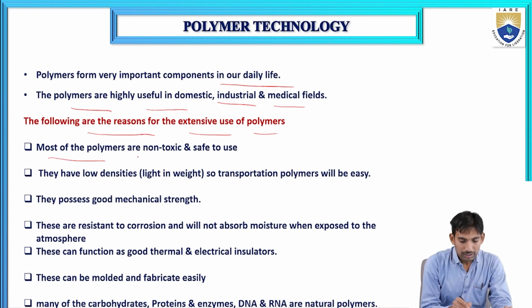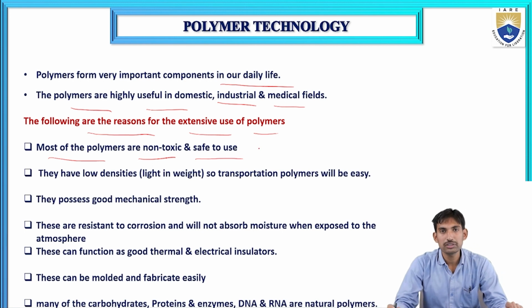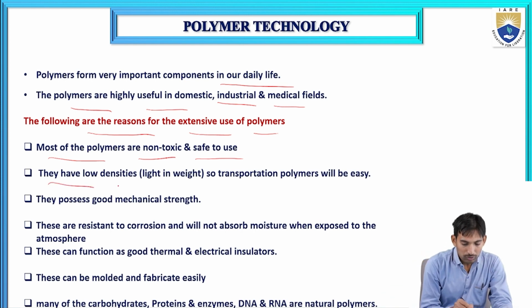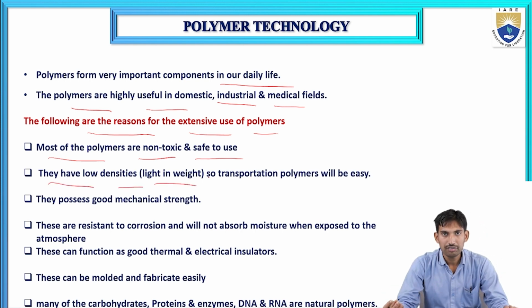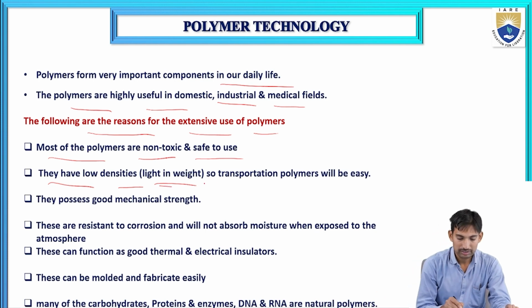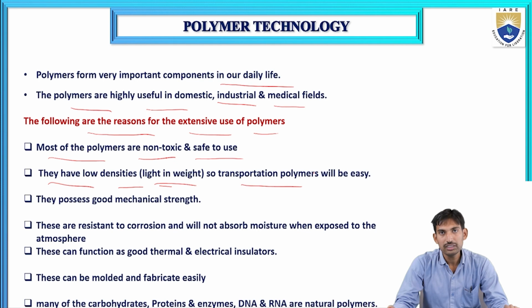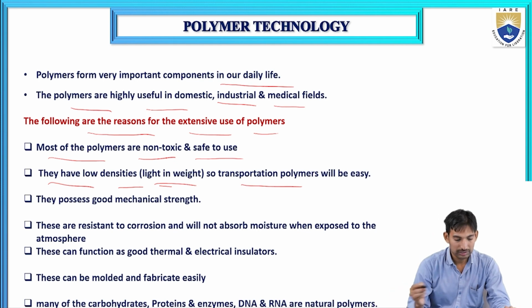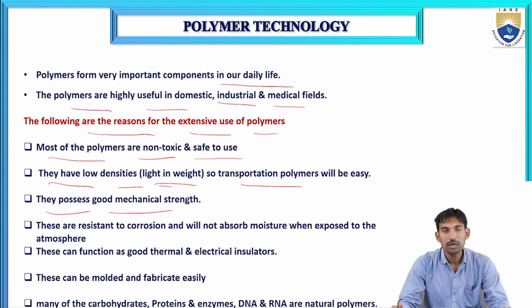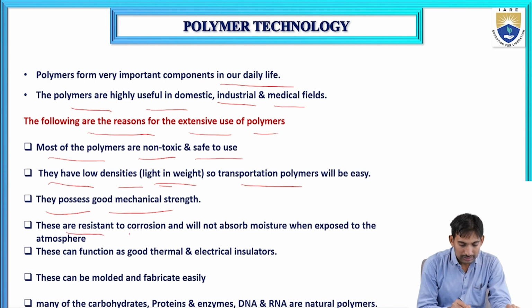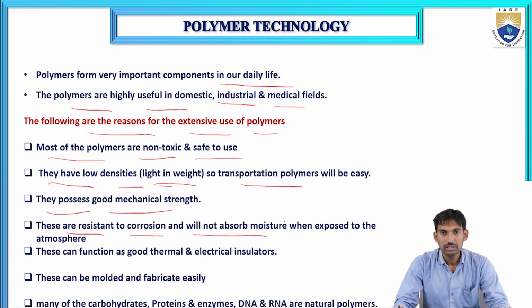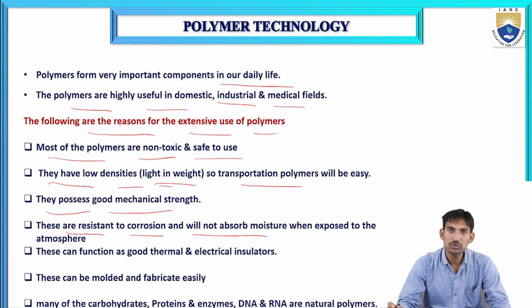Most of the polymers are non-toxic and safe to use. They have low densities, meaning they are light in weight, so transportation of polymers is very easy. They possess good mechanical strength. They are resistant to corrosion and do not absorb moisture, so they do not undergo corrosion when exposed to atmospheric air.